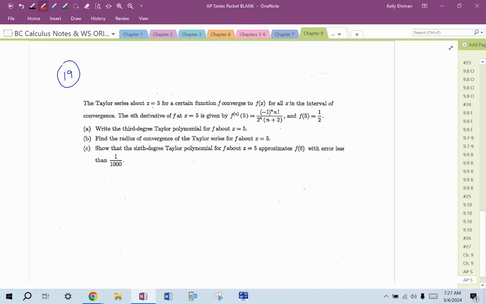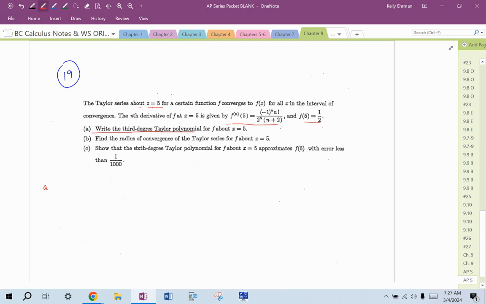Number 19 gives us a Taylor series about x equals 5 for a certain function f that converges to f of x for all x in the interval of convergence. The nth derivative is given by this formula, and f of 5 is 1/2. So again, we've seen this a lot of times. It feels like at least every other problem. Write a Taylor polynomial for f about 5.